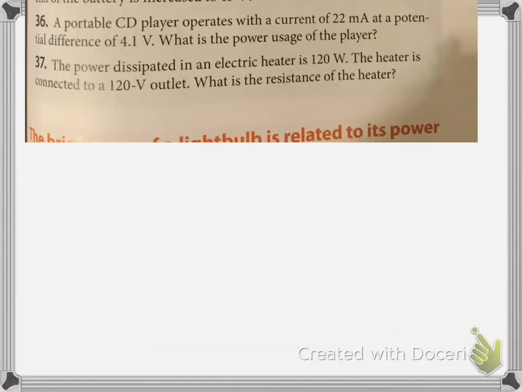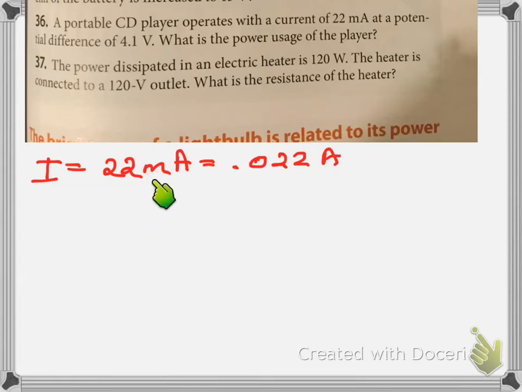All right, next problem is on that same page. Number 36 says a portable CD player operates with a current of 22, we use the letter I, 22 milliamps. So milliamps would be the same thing as 0.022 amps. So remember to convert from milli to just amps, we would want to move this decimal 3 places over. All right, so it has a potential difference of 4.1 volts.